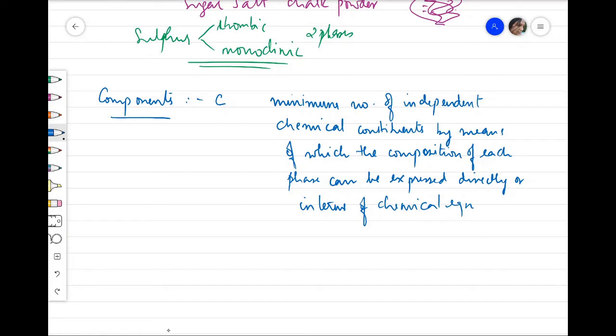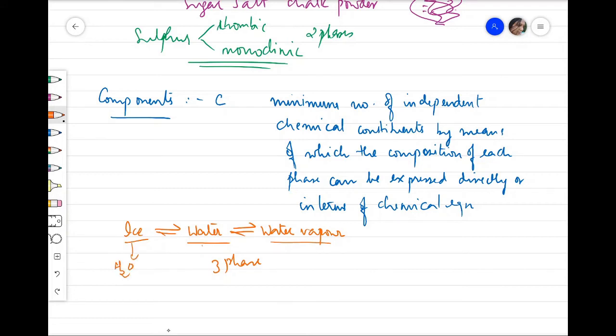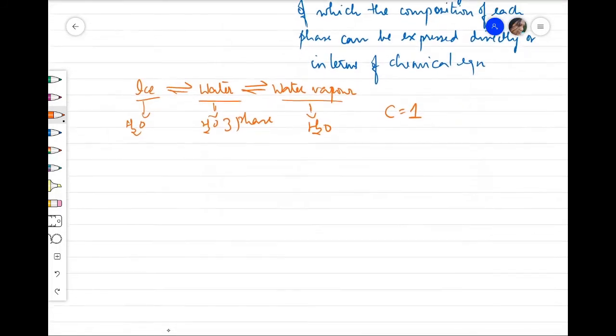If we take our water system, we can start from there. So I had taken ice in equilibrium with water, in equilibrium with water vapor. How many phases are there? I said 3 phases. This is separate, this is separate, this is separate. Each phase I have to define. The chemical constituent is H2O, here H2O, and this also H2O. So looking at all three, there is only one constituent, only one component, and so C is equal to 1 here. Whichever it is, it is H2O. Such a system is called a one component system.